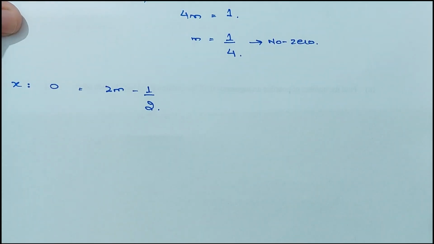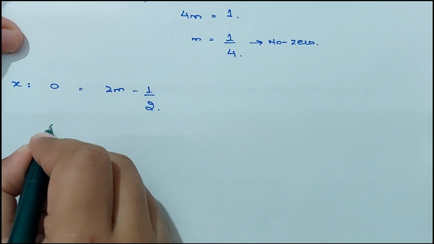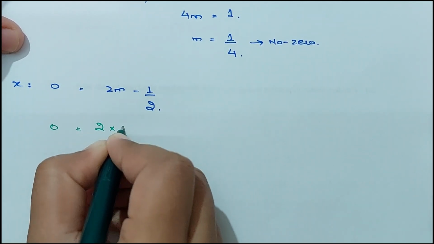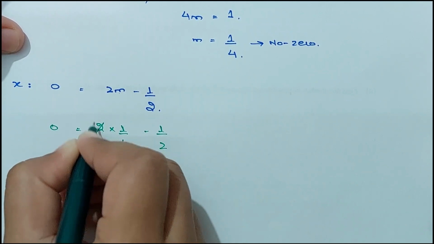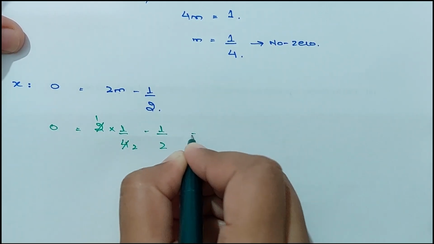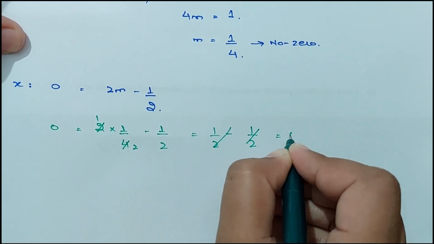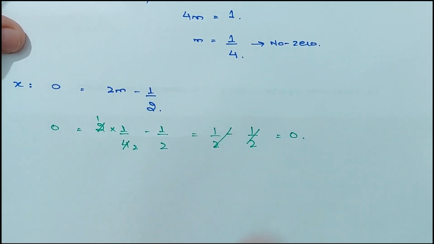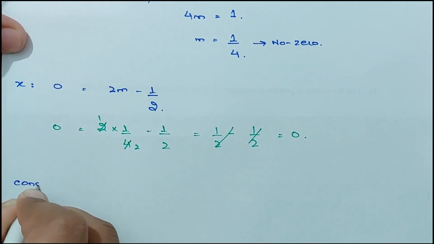So let me verify your m. So m value is 1 by 4. So 0 equals 2 into 1 by 4 minus 1 by 2. So 2 times 1 is 2, 2 times 2 is 4. So here we have 1 by 2 and minus 1 by 2, and both cancel out and you have 0. It means m is 1 by 4. That is correct.